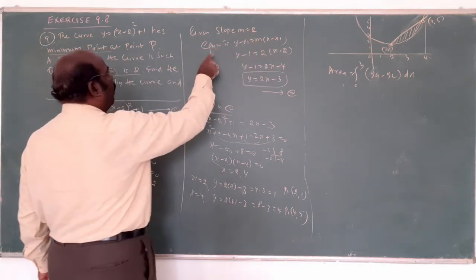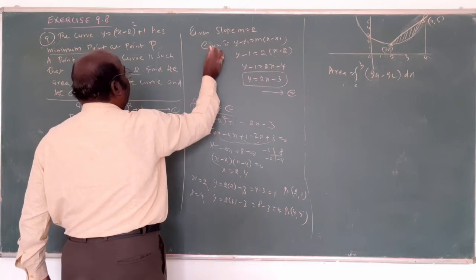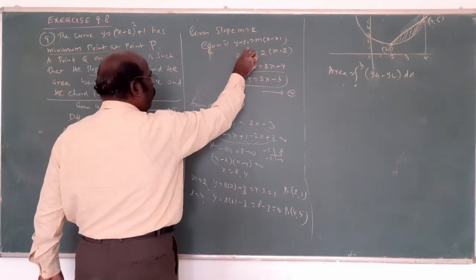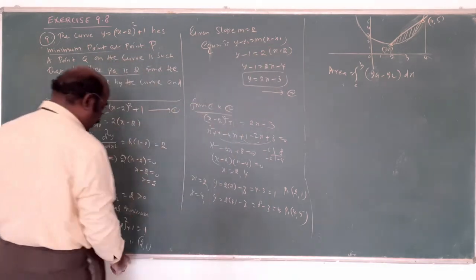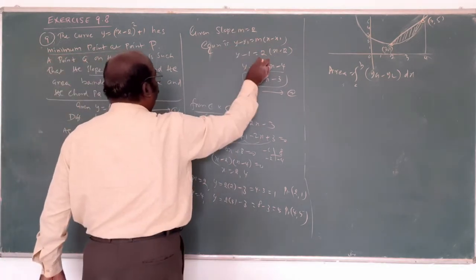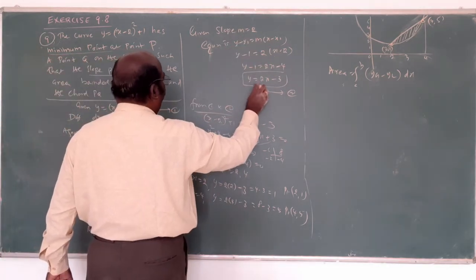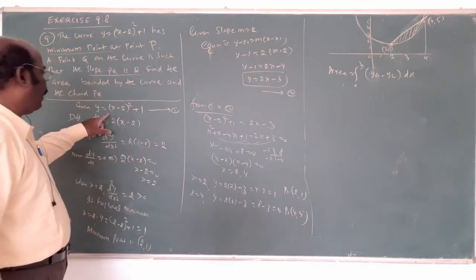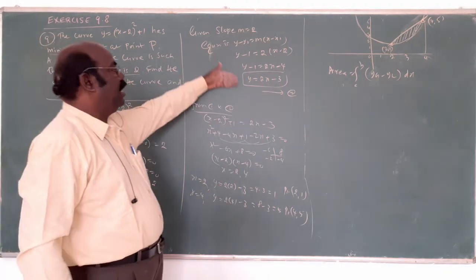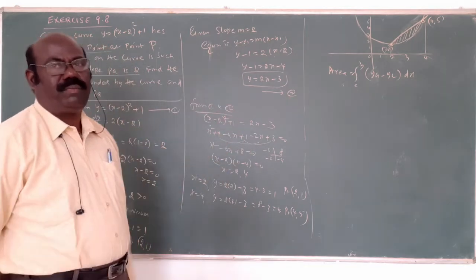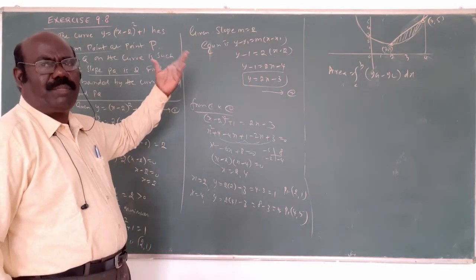One slope, one point: what is the formula? The point equation is y minus y1 equal to m into x minus x1. Substitute x1, y1, this is (2, 1), slope value is 2. Simplify, we get the answer y equal to 2x minus 3. The first equation is the curve, the second is the line. To form the second, this is the extra work for you. Then the previous area.